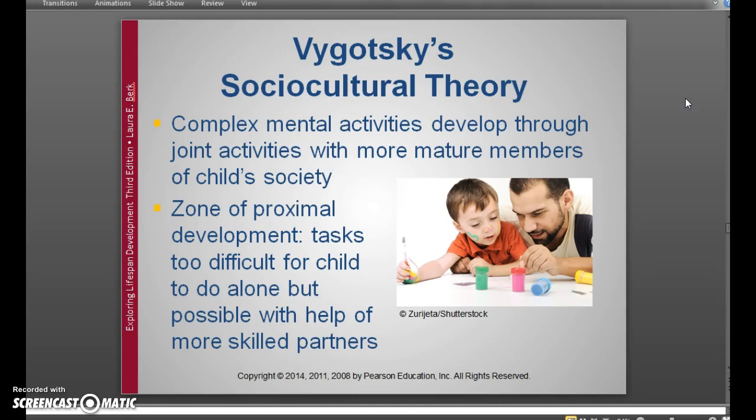So for example, when they're first learning how to build a tower with blocks, the child would not know how to do this or be able to do this until it is demonstrated to them, and perhaps the first few times an adult helps them with how to stack a block on top of another block carefully so they don't fall over. So this is the zone of proximal development.